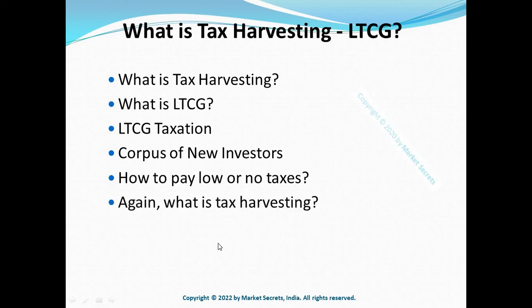So again, what is tax harvesting? Tax harvesting is a strategy of selling a part of your mutual fund units to book long-term capital gains and reinvesting the proceeds in the same mutual fund on the same day or the very next day. This way, you are not pulling out your capital because you are just reinvesting it, but you are booking your profits and taking advantage of the tax harvesting option that is available. So you are reducing your future tax outgo by using this option.